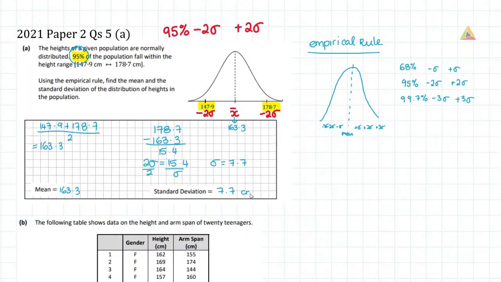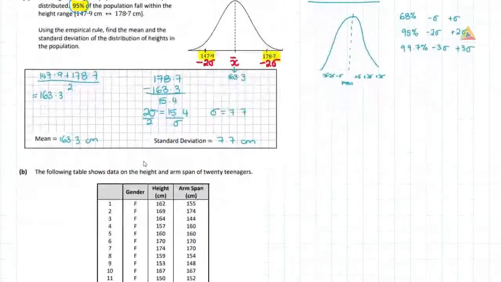So we fill in those values. So our mean is 163.3 and our standard deviation is 7.7 centimeters. So we'll see another question in a few minutes on our empirical rule and our standard deviations as well. But the part B of this question is the other topic that we want to look at in this lesson. And this is looking at our correlation and when we're looking at a relationship between 2 pieces of data. So this is going to be bivariate data.